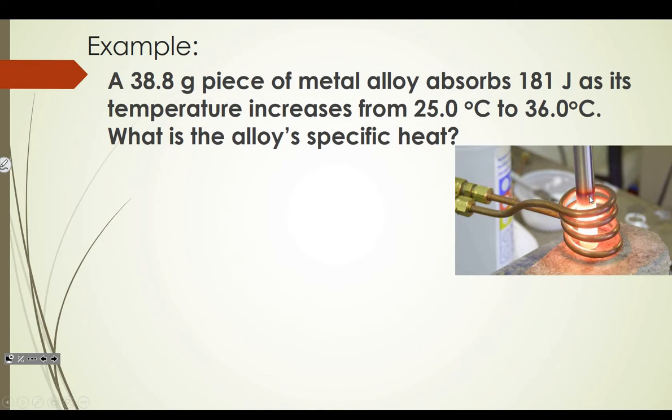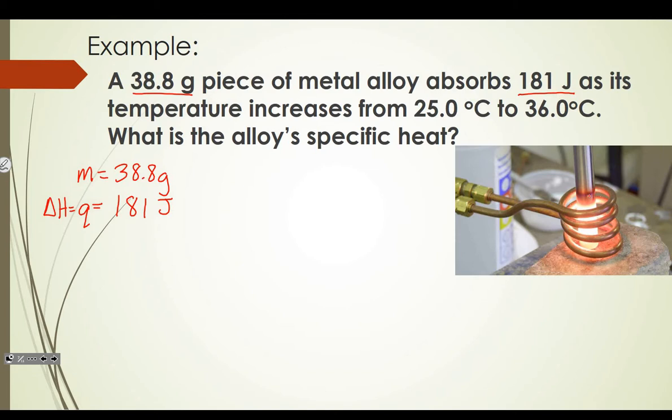They are story problems. You know I hate story problems, but learn to decode story problems by taking out what you have. So as I'm reading, 38.8 grams. Oh, that's my mass. 38.8 grams. A piece of metal alloy absorbs 181 joules. Oh, that's Q. Q is the amount of heat, so I can either say delta H or Q, it doesn't matter which one you use, is 181 joules.